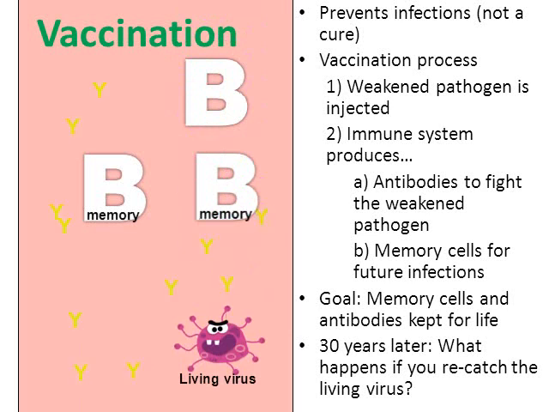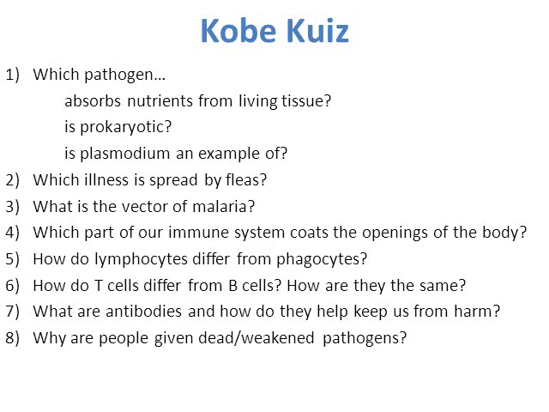But the purpose is, let's say 30 years go by. What happens if you were to recatch, not the dead virus, but the living virus? Well, the good news is you already have antibodies, you already have memory cells that were created 30 years ago when you were vaccinated that will hopefully recognize that living virus and attack it. So there you go. There's a real brief introduction on the immune system.